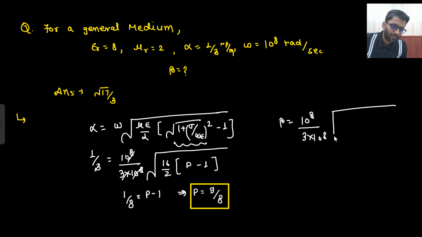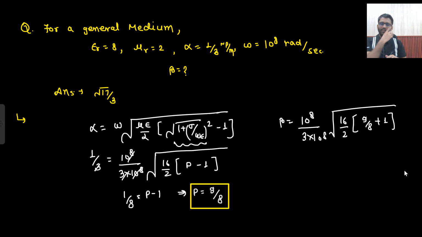Then under root mu epsilon, 16 by 2. Then this expression, that is 9 by 8, and instead of minus, plus will come here. That's it. Is that clear to you? Yes. So 1 by 3. Then 8 got cancelled, 17 under root 17.